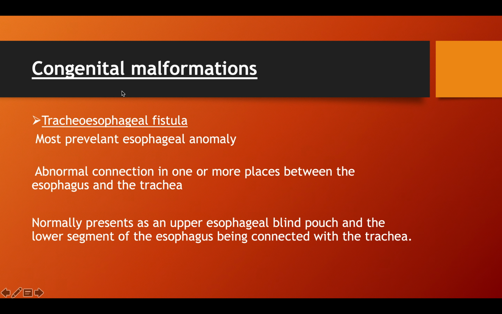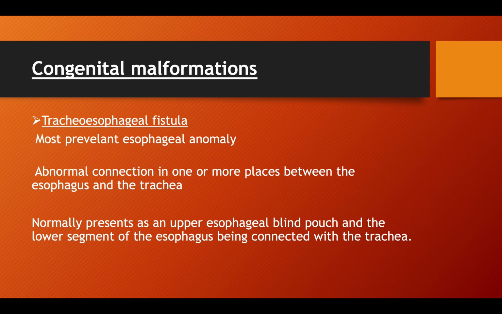Okay, we go with the congenital malformations occurring in the esophagus first. The most common and the most prevalent one is tracheoesophageal fistula. Now, what is a fistula? A fistula is an abnormal connection between two parts of the body which were not supposed to be connected. So, as the name suggests, tracheoesophageal means there's an abnormal connection between the trachea and the esophagus.